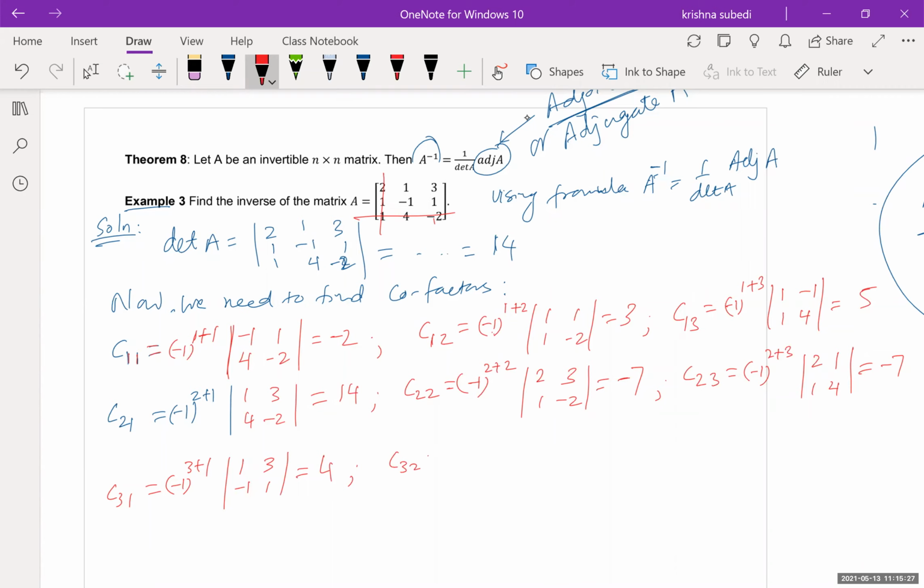And C32, it will be negative 1 power 3 plus 2. And so you ignore third row and second column. So you'll get 2, 3, and 1, 1, which is 1. And C33, which means negative 1 power 3 plus 3. And so you ignore third row and third column, left with 2, 1, and 1, negative 1. And if you calculate this, you're going to get negative 3.